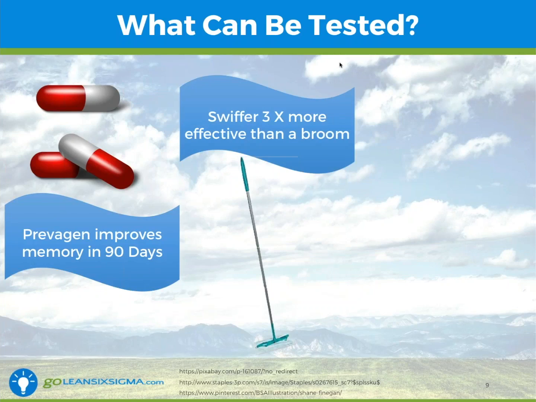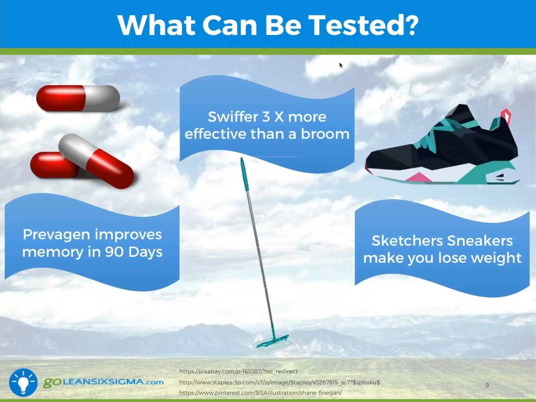Another one is Swiffer. At one point they claimed they were 3 times more effective than a broom. Poor little brooms. But anyway, the other one we've got here is Skechers. I don't know if you remember this. They claimed that their sneakers helped you lose weight and also improve your muscle tone. And they had a lot of celebrity endorsements. That was a big one. So those are things we could test.